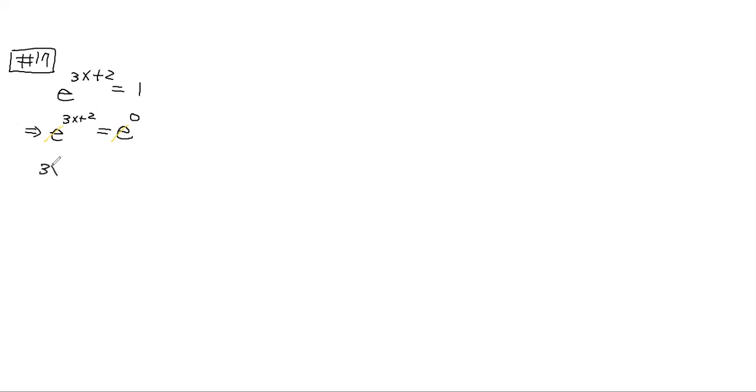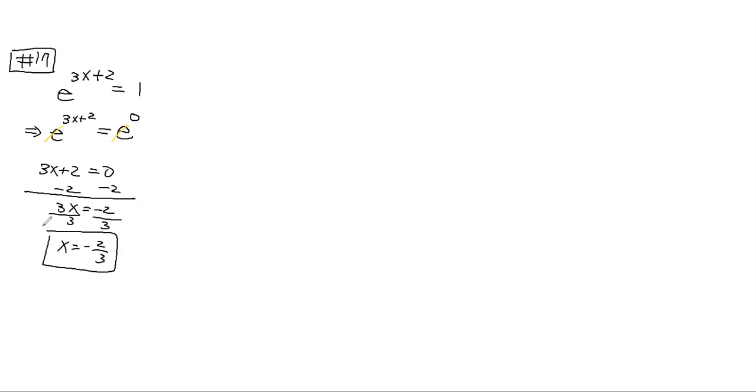So that's why it's 3x plus 2 equal to 0. Minus 2, minus 2. So it's 3x equal to negative 2, divided by 3, divided by 3. So x equals negative 2/3. That will be the first answer. Okay, so now let's take a look at the second one.